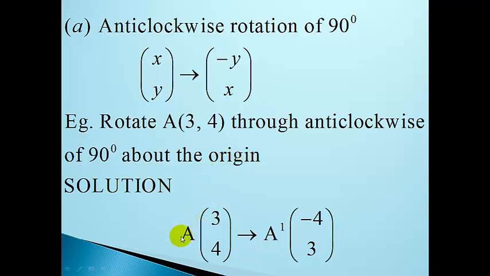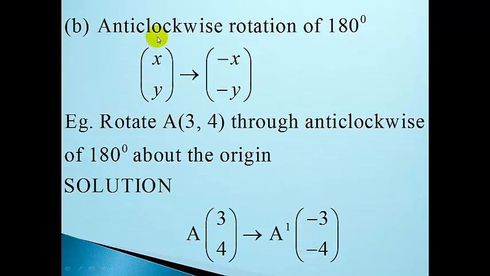This is the solution. A(3, 4) maps to A prime. According to the rule, y goes up, x comes down, but the y is negated. So 4 goes up, 3 comes down, but the y coordinate is negated. That is, we negate the y and it takes the position of the x. And that's how come we have minus 4 here. So 4 goes up, 3 comes down, and we negate the 4. So A(3, 4) maps to A prime (-4, 3).